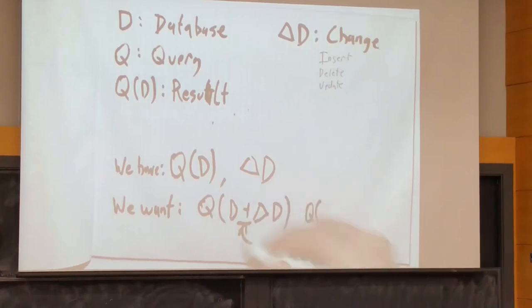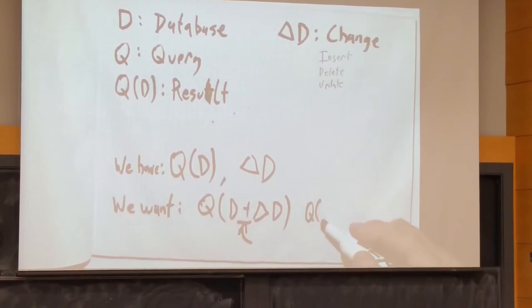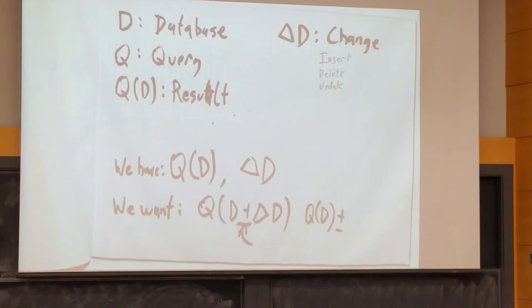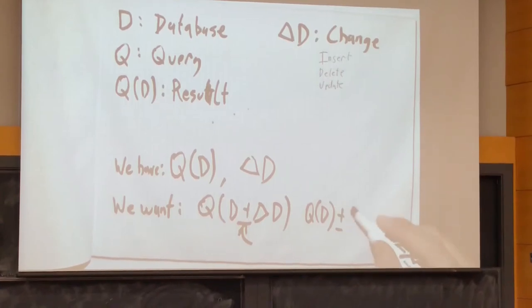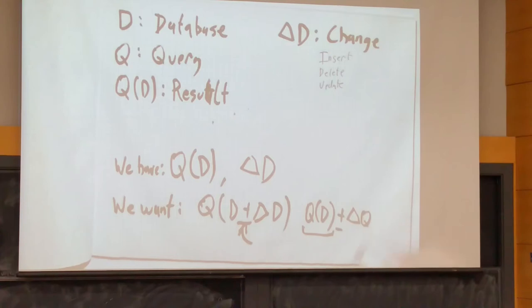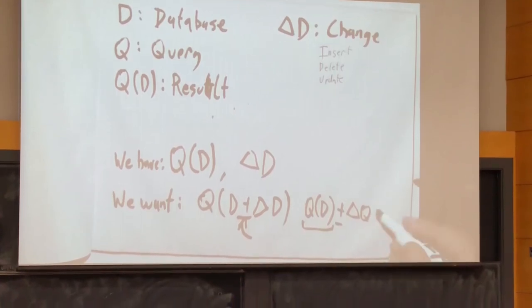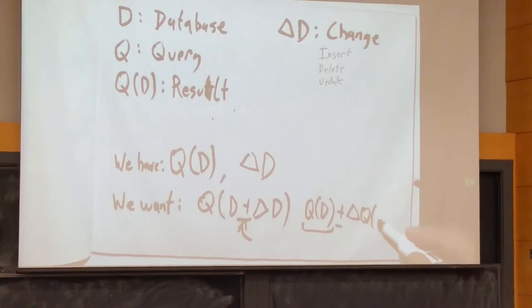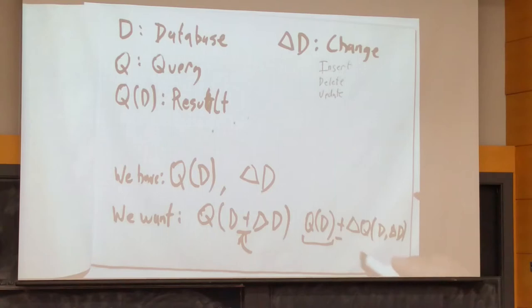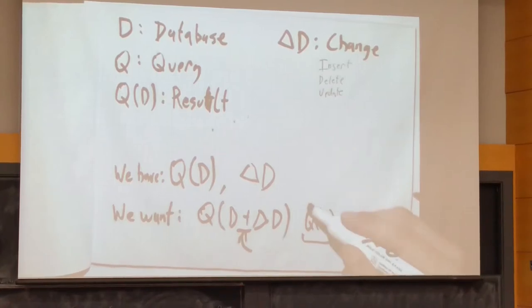And so what we're going to talk about today is how we can come up with some sort of vague, fuzzy notion at the moment. I'll make that precise over the course of the lecture. But what we'd like is some sort of plus operator that we can effectively commute through a query. We'd like to be able to use our original result, and using that original result, incorporate some sort of change, some sort of delta query that we might need to compute using the original database as well as the change.